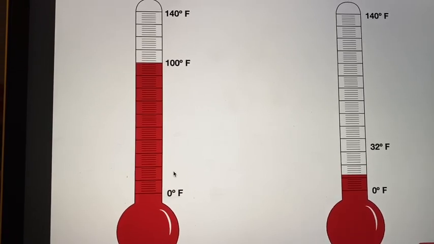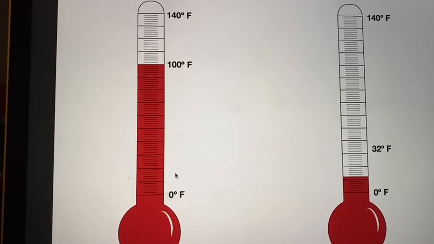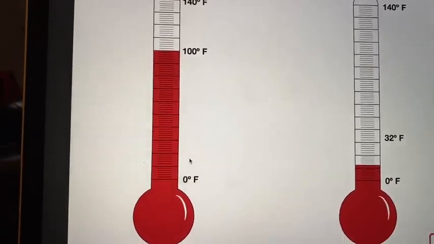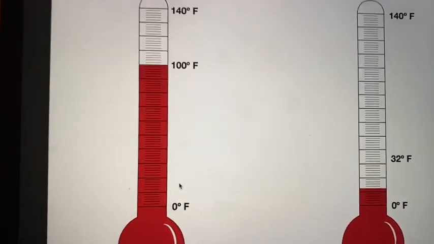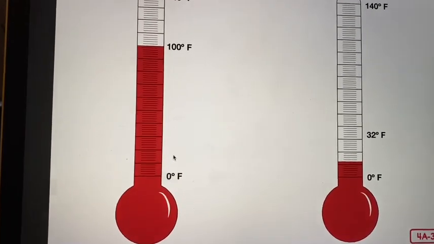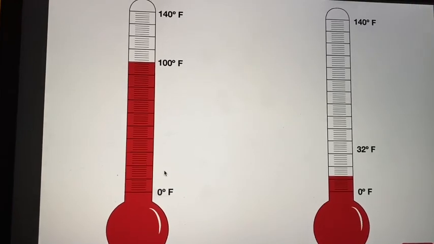Which thermometer do you think shows what the temperature might be during the summertime? If you chose the one on the left, you are correct. Because remember, the liquid in the thermometer rises to the top. That means that the temperature is getting hot.